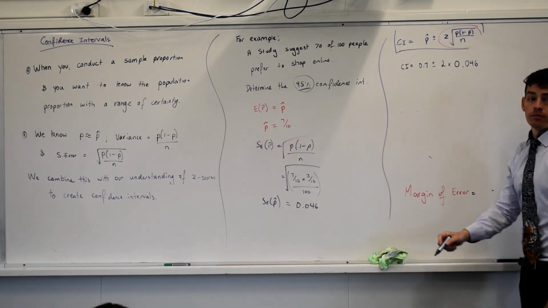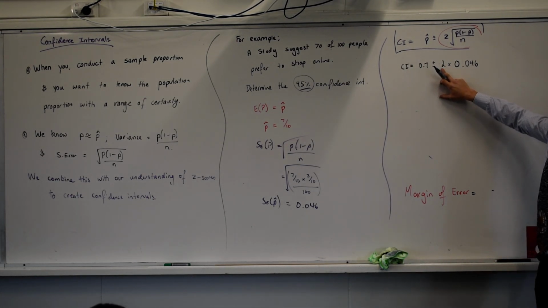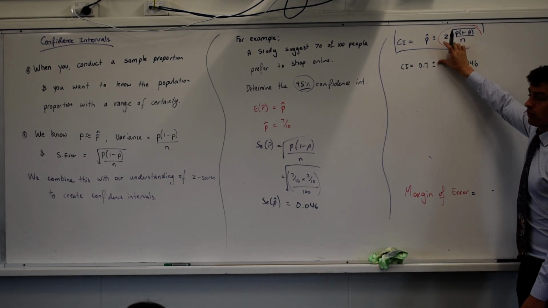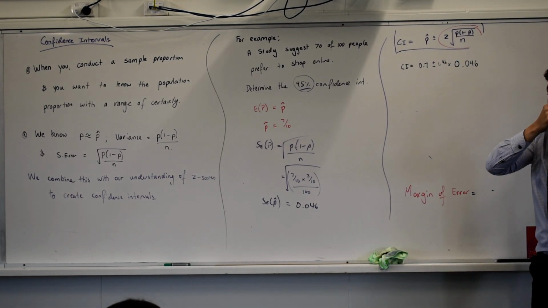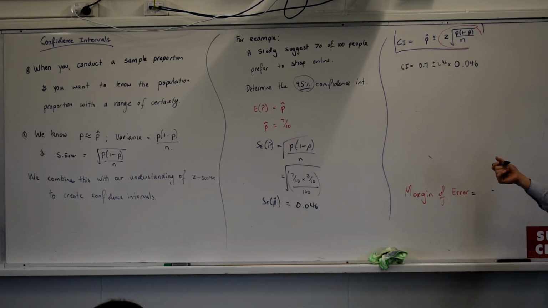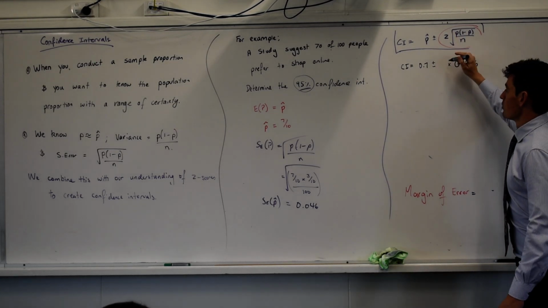What if it was 90? If it was 90, 2 becomes 1.64. In reality, it's not 2, it's 1.96. We just approximate to 2. If it's tech active, you'll need to use your calculator to find your Z. That's if you did the 95%, that's actually what the Z-score is. I'll just leave it at 2 for now.